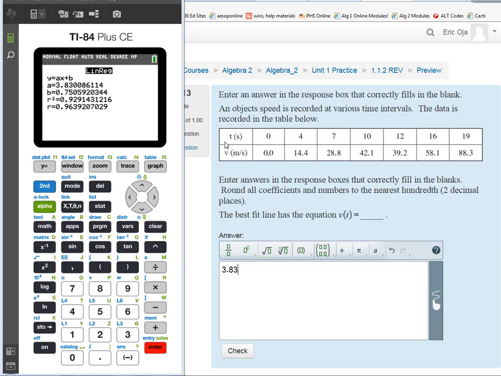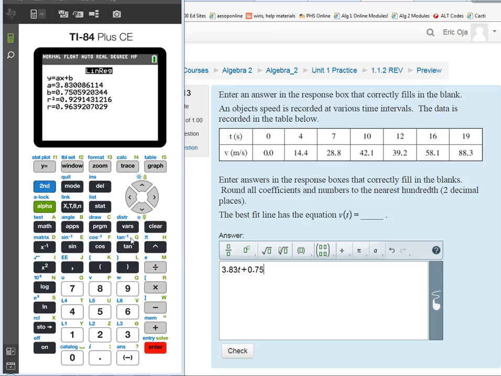What's the input? T. Okay, so the calculator is always going to use x as the input, but for us, in this actual situation, our input is t, so I'm going to put 3.83 times t plus b, right? So plus 0.75. That would be my answer if I hit enter. It's going to be wrong because I didn't use that data, but you get the idea?